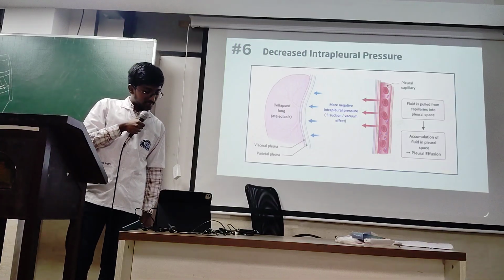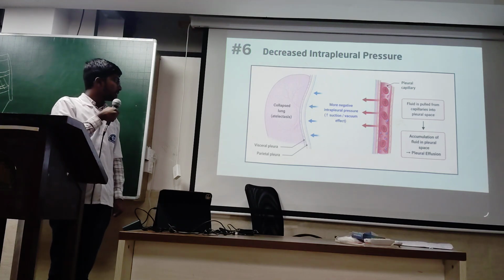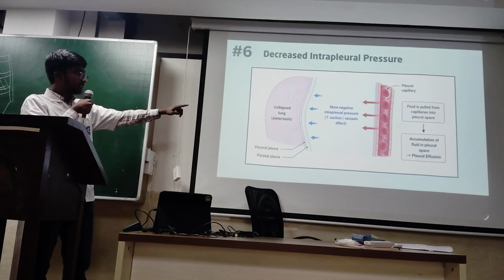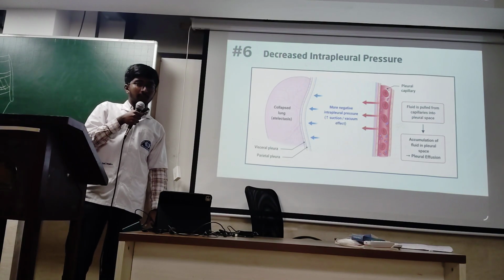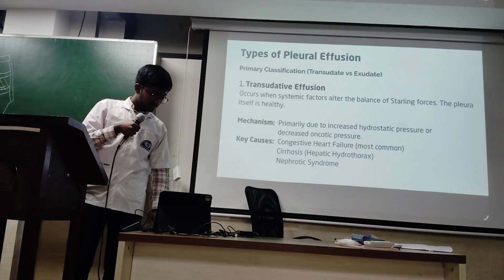Then we have the last mechanism, which is decreased intrapleural pressure. It occurs in cases of atelectasis, in which the lung is collapsed, so it creates a suction or vacuum effect which pulls the fluid from the capillary. So these were the mechanisms of pleural effusion. These will be helpful in understanding the types of pleural effusion.